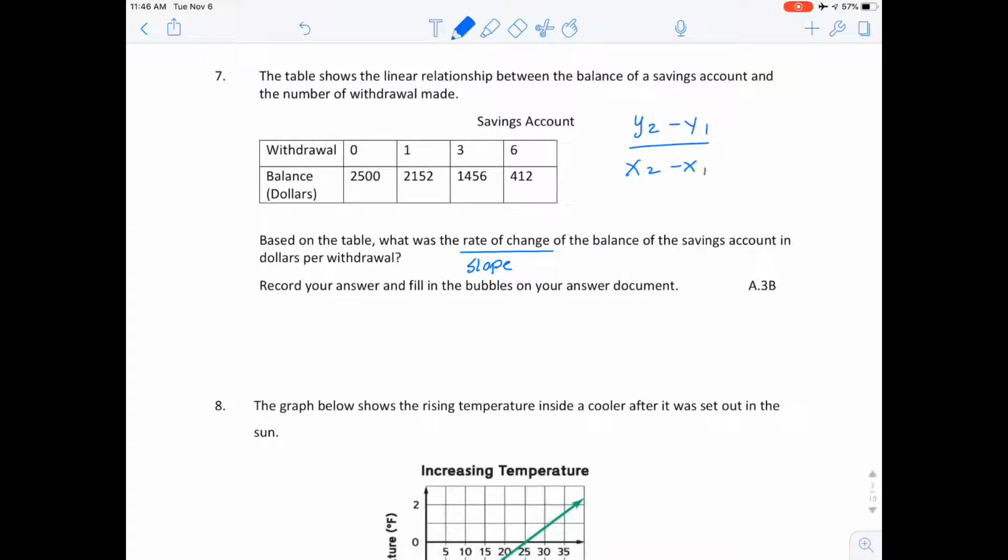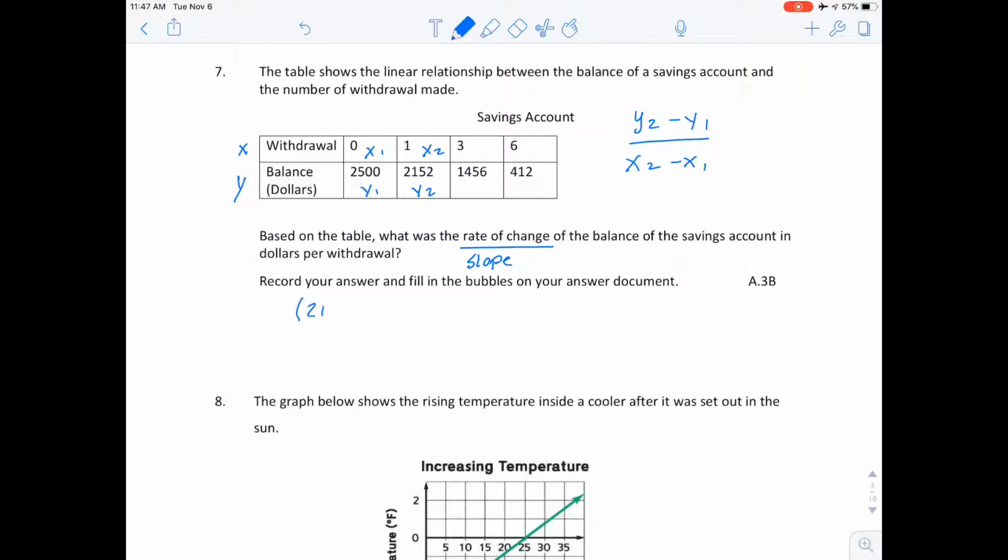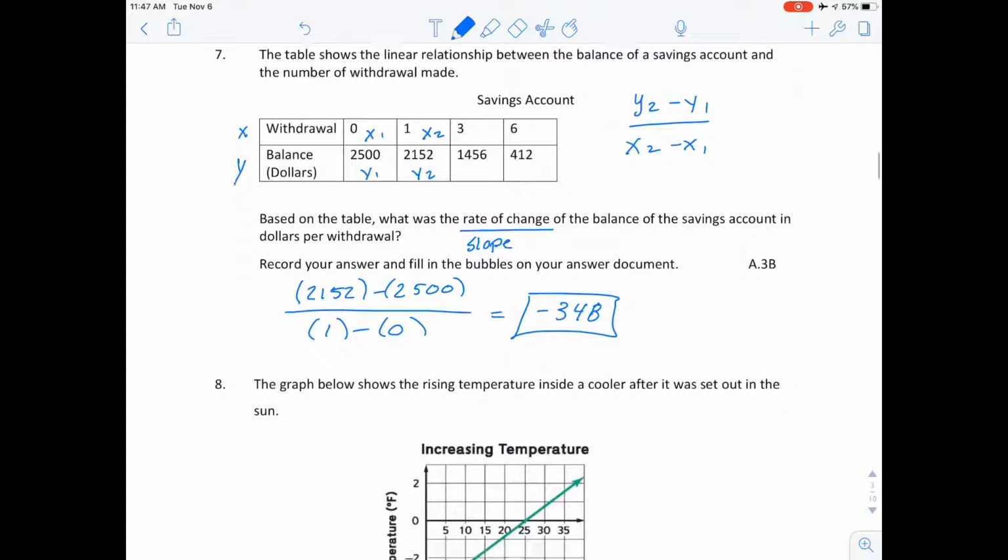But we need to be careful because this is a horizontal table, so make sure that the withdrawals, those are x values. The balance, those are y values. So I'm going to label this one x1, and then 2500 is y1, x2, y2. So I'm going to go through and I'm going to type this in. 2152 minus y1, which is 2500, over 1 minus 0. When you type that in, you get negative 348, which is your answer. So that's all you need to do on that one.